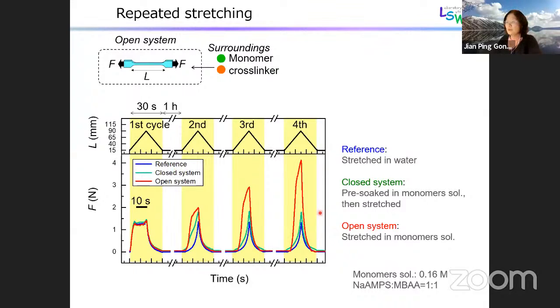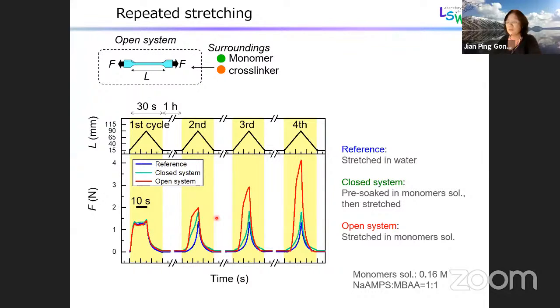And we can see that with the open system, we really have a gradual strengthening when the experimental condition is good. I guess Takahiro spent a lot of time to optimize and get this kind of nice condition to show this effect. For the closed system, we can see that the first cycle and second cycle have some effect, and then there's no effect because the monomer is all consumed during the loading and unloading cycles.